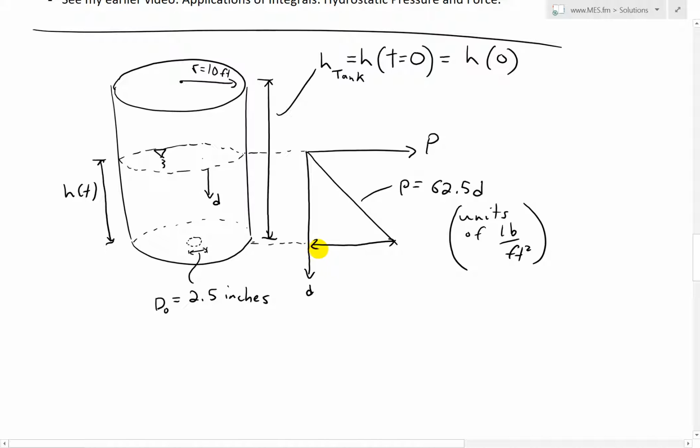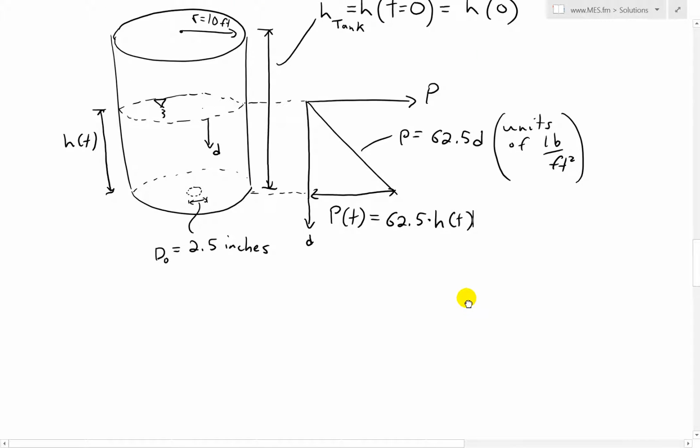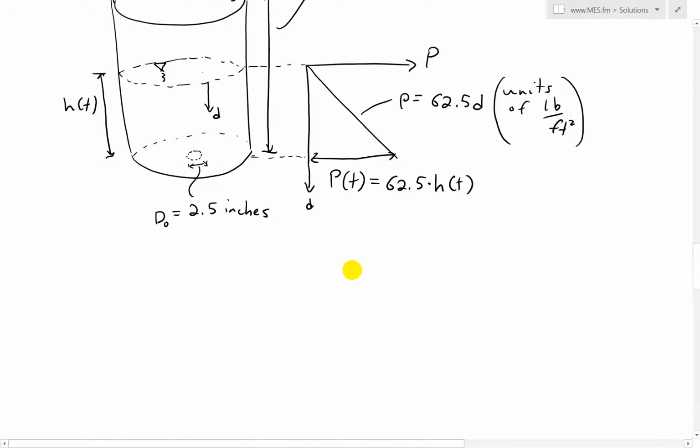So this pressure right here, this P, is going to be a function of time. Well, this is all a function of time because as the water goes down, the pressure changes. But the depth is equal to this height now, at the very bottom. So this equals 62.5 times h of t. Here I just moved the units blob right there. So basically the water pressure at the bottom of the tank is just 62.5 times the height of the water at any given time.